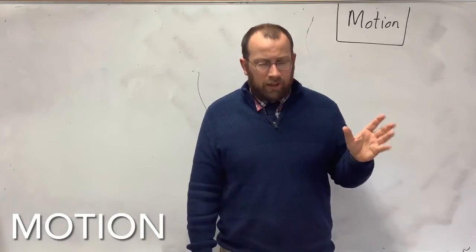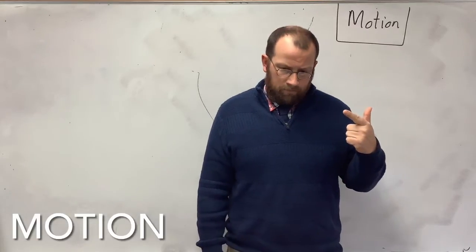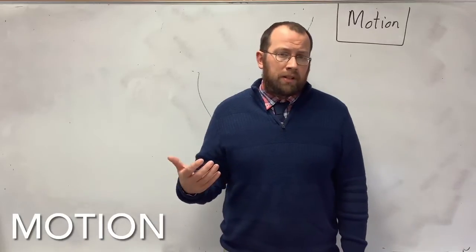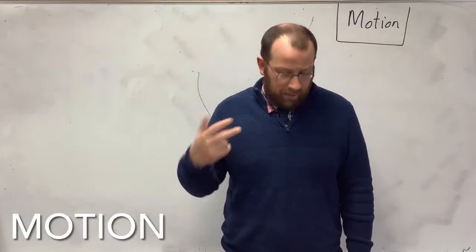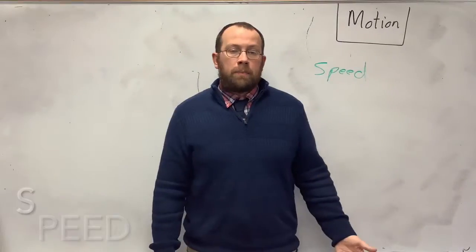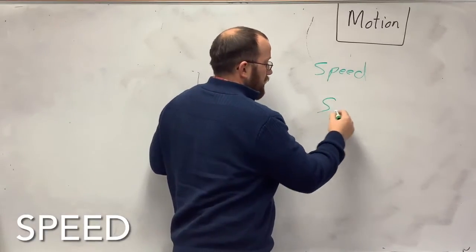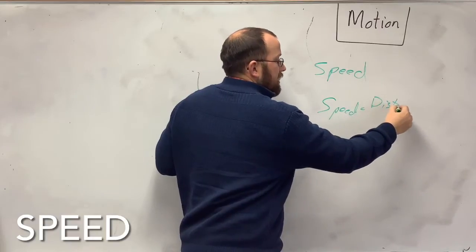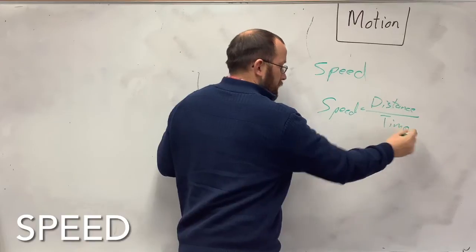Some scalars are like temperature, mass, speed. Some vectors, the big vector we're going to talk about here is velocity. Velocity is speed with direction. All right, speed. Speed is a scalar quantity. So the formula for speed is speed equals distance over time. It's a very simple formula. All right, I'm going to give you an example of it.